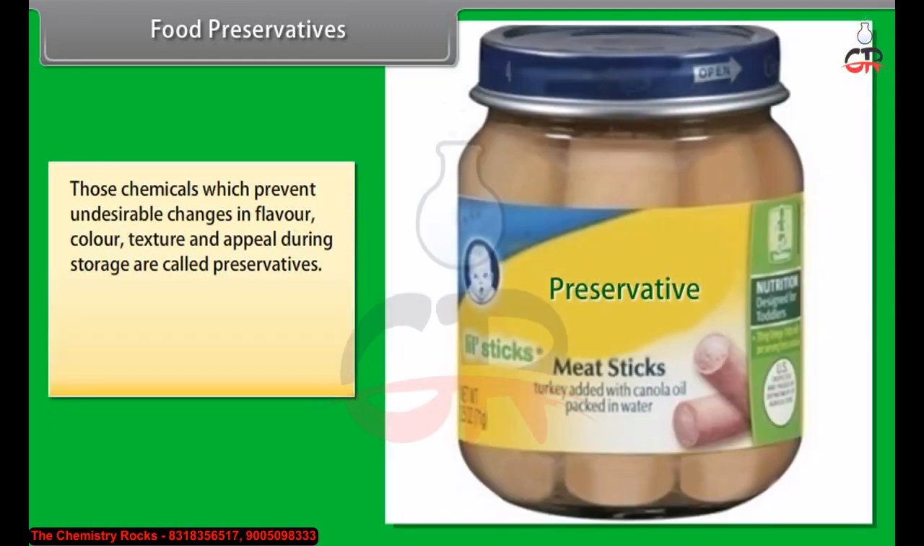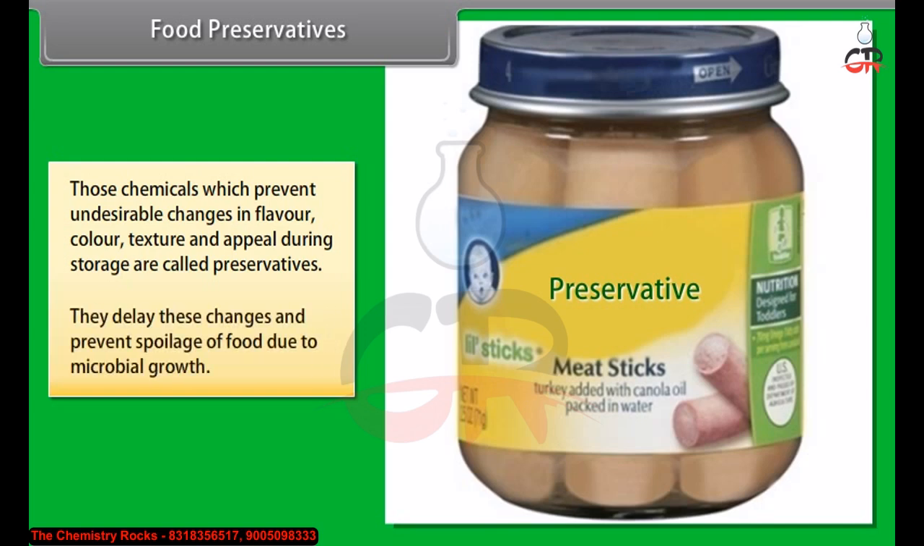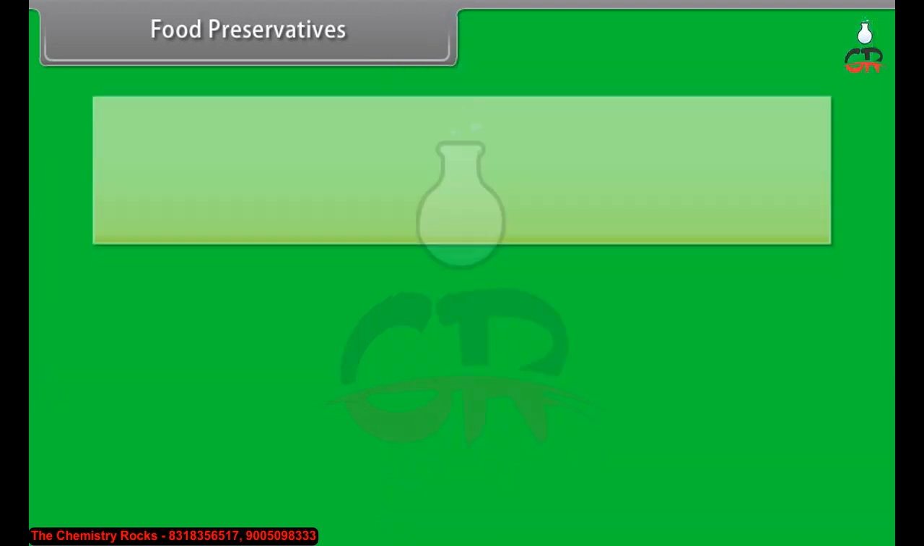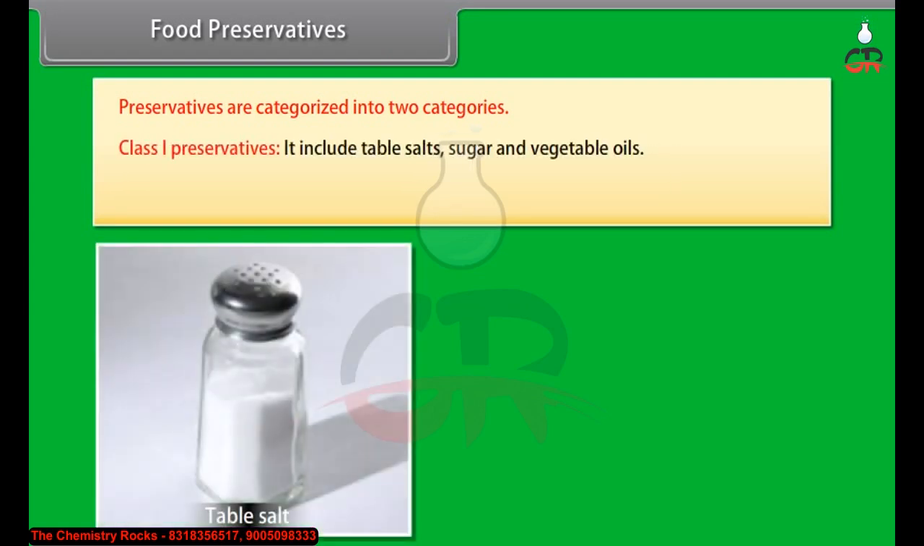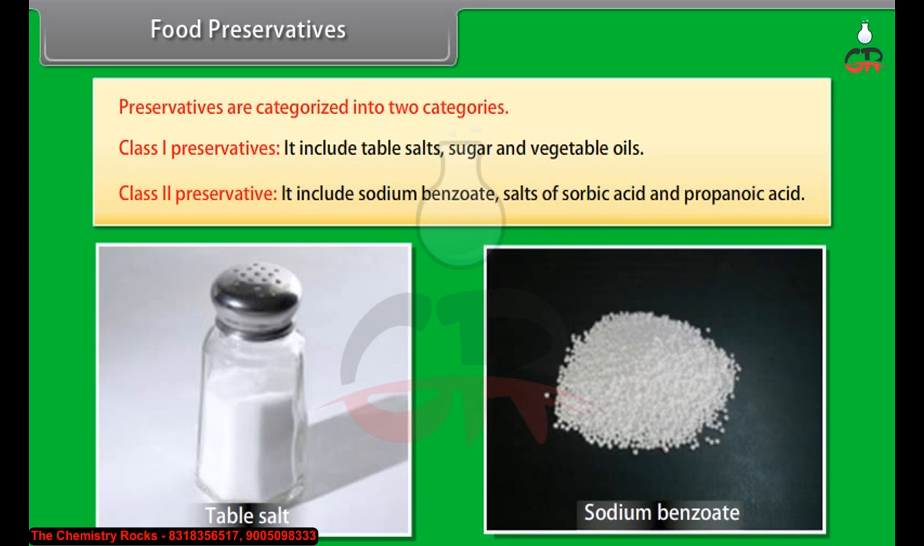Those chemicals which prevent undesirable changes in flavor, color, texture and appeal during storage are called preservatives. They delay these changes and prevent spoilage of food due to microbial growth. Preservatives are categorized into two categories. Class 1 preservatives include table salt, sugar and vegetable oils. Class 2 preservatives include sodium benzoate, salts of sorbic acid and propanoic acid.